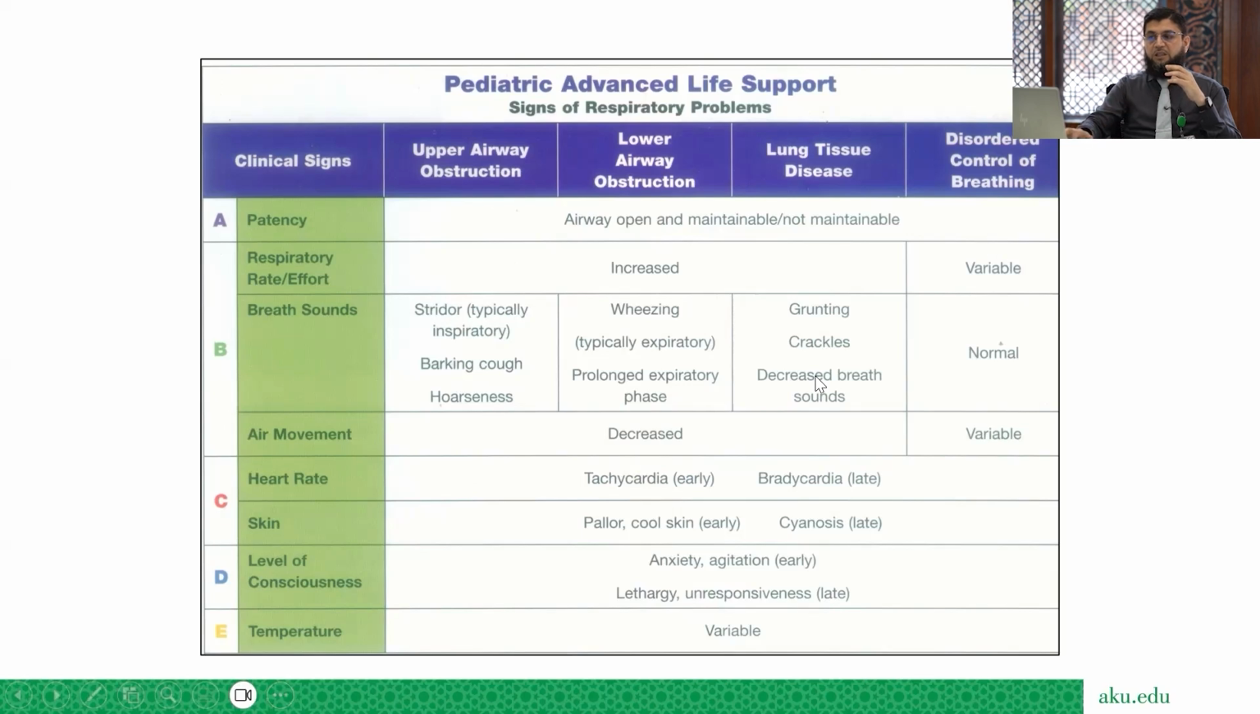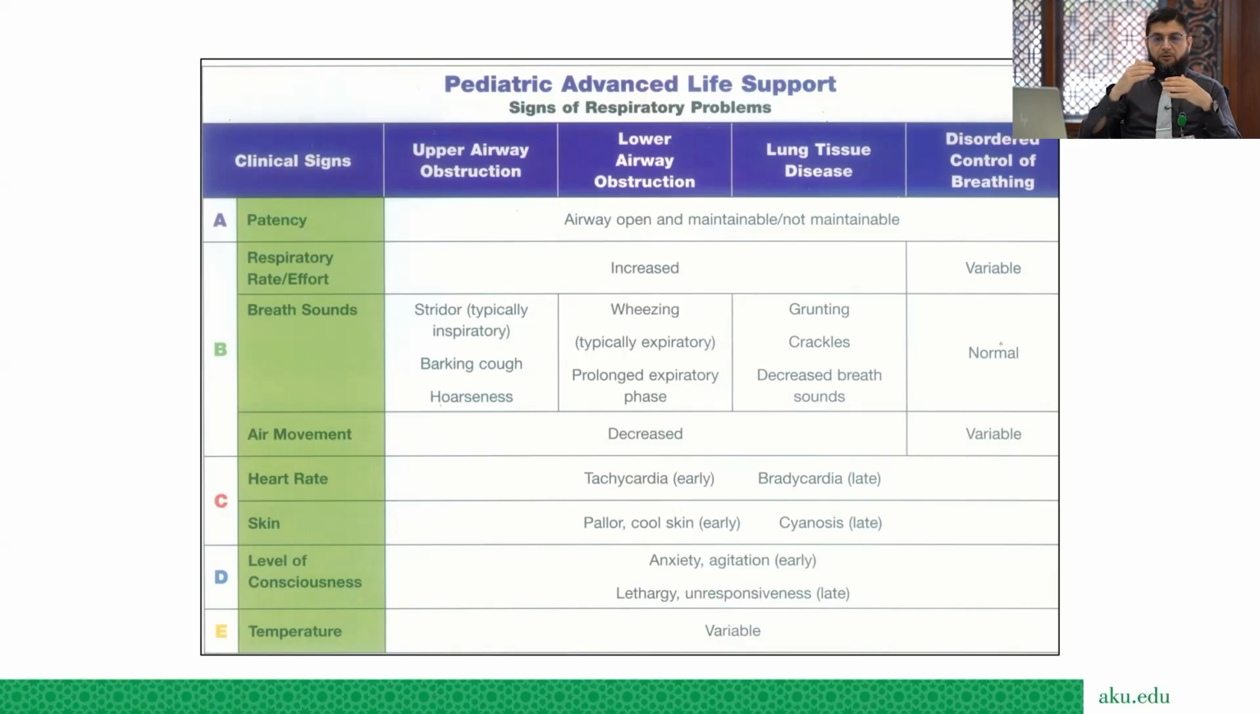Air movement can be decreased in either direction. Heart rate can be tachycardia in the early phase, bradycardia in the late phase. Skin can be pale, cold, dry in the early stage, but it can be cyanosed in the late stage. In level of consciousness, as we have discussed earlier, it can be anxiety and irritability in the early stage, and lethargy and unconsciousness in the late stage. So these are the signs.